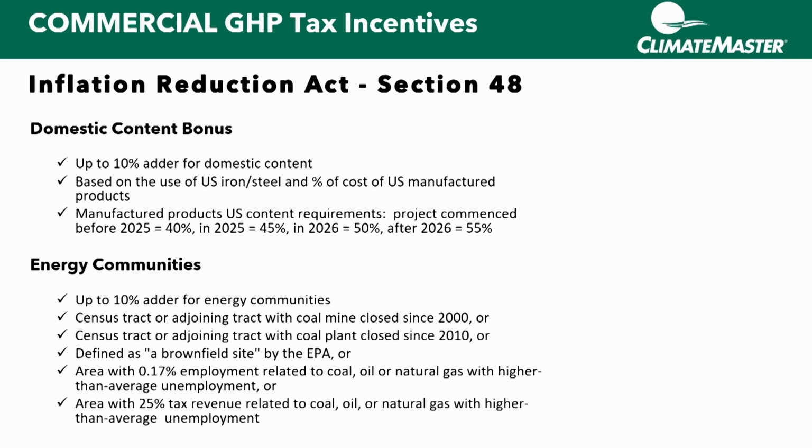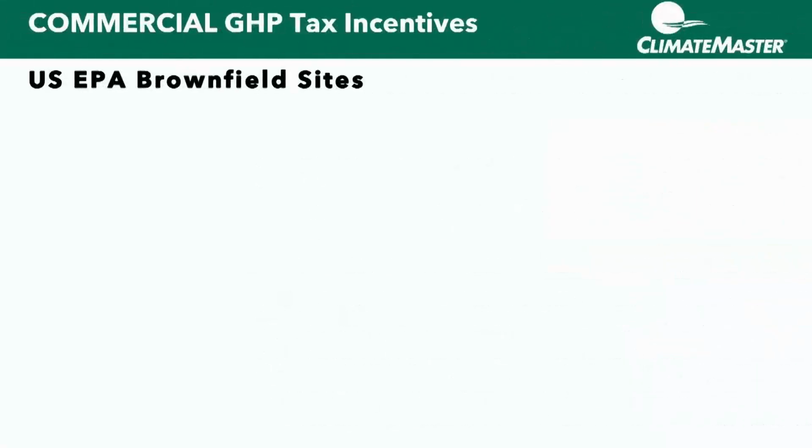Those are very local. Those are like specific property. Like if you buy a piece of property, this would be your surveyed property, and it would be declared a brownfield site for whatever reasons EPA declared it. So each of those can add 10%.